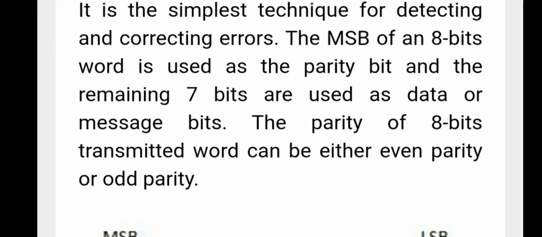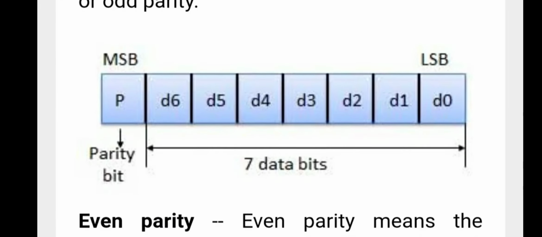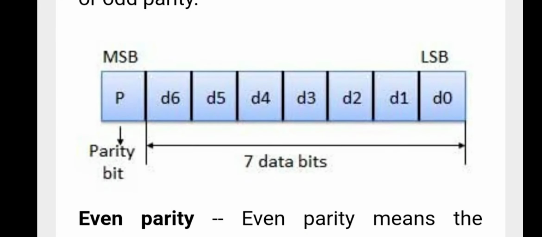We have two options, either even parity or odd parity. We will soon see what is even parity and what is odd parity. In the 8 bit word, the least significant 7 bits, D0 to D6, are used for data. D means data bit, and P means parity bit, which is the most significant bit. The leftmost bit is most significant, and the rightmost is least significant.